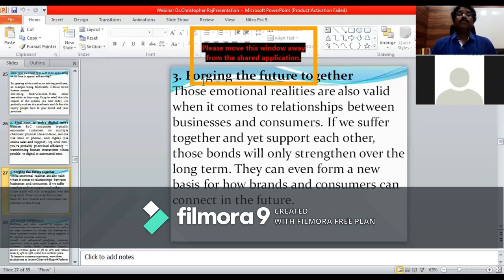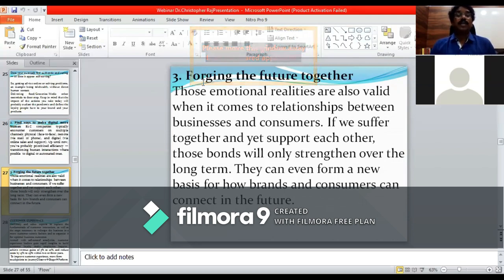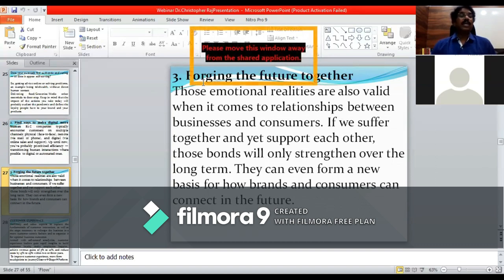Forging the future together. These emotions and realities are so valid when it comes to the relationship between business and consumers. If we suffer together and yet support each other, those bonds strengthen over the long term. They can even form a new basis for how brands and consumers can connect in the future.